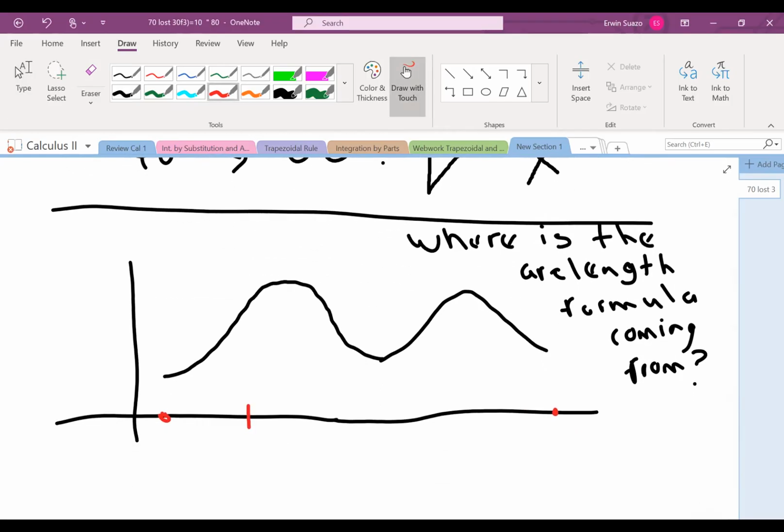So you go here, here, here, and let's make it here. They're supposed to be the same distance. Okay. So this is x0, this is x1, this is x2, this is x3, this is x4, and so on. Let's say xn. Okay. So this is x0.